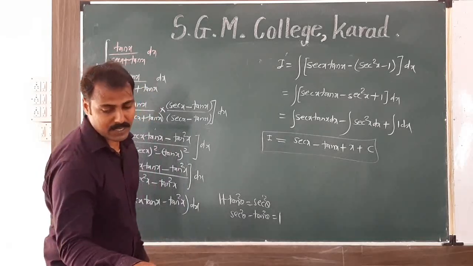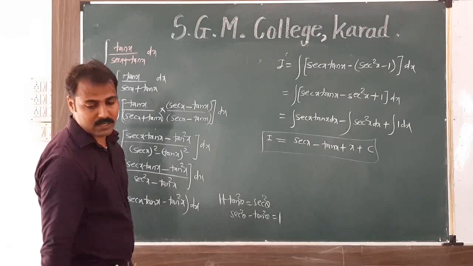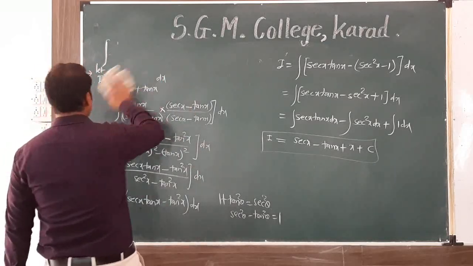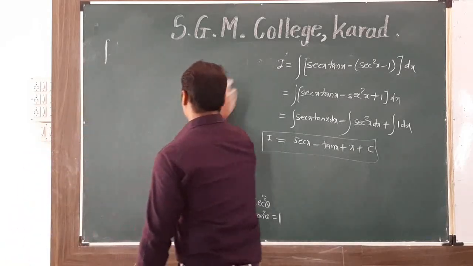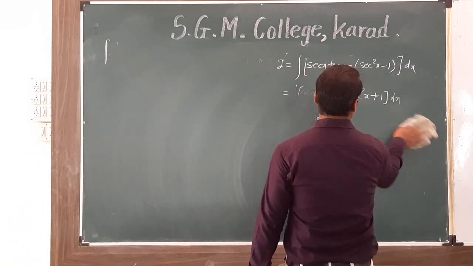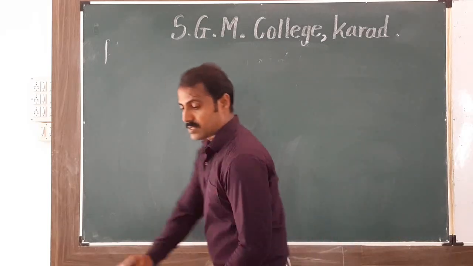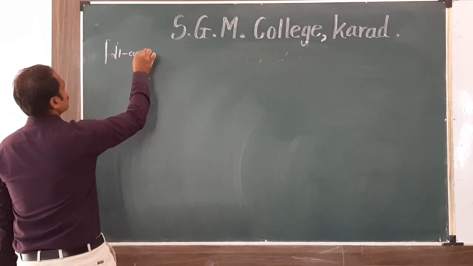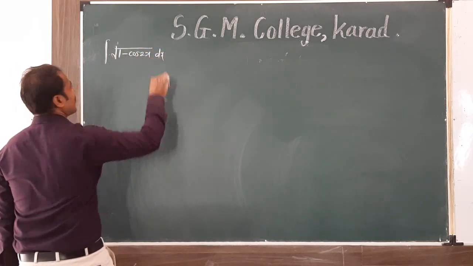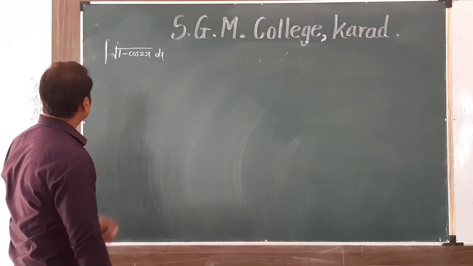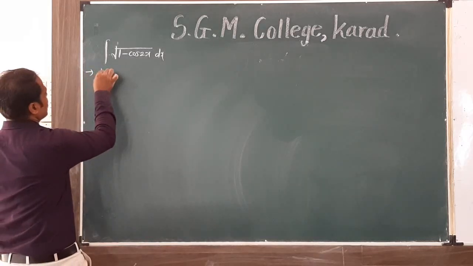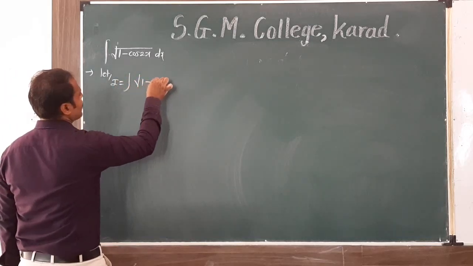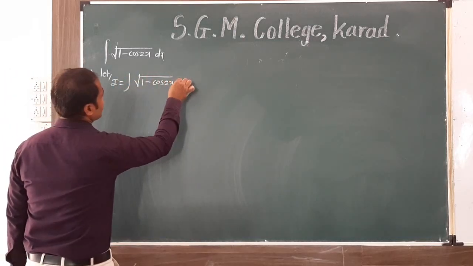Okay. Another example is here. Evaluate the integration of square root of 1 minus cos 2x dx. First, in the solution, denote the given integration by I. Let I be equal to the integration of square root of 1 minus cos 2x dx.